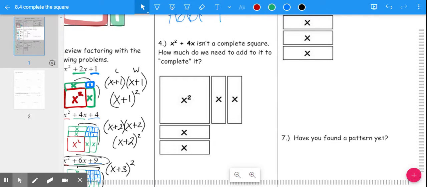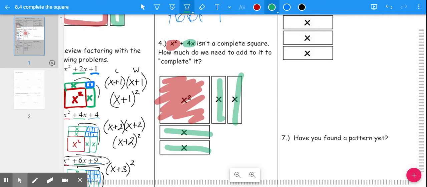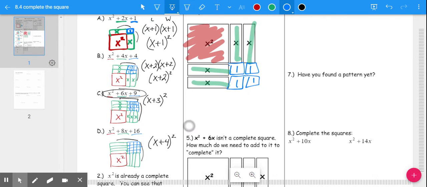The next one, it already gave us the x squared right here. So we have our x squared, and then we have 4 x's, so 1, 2, 3, 4. And what are we missing in order to complete the square? So we have 1 box missing here, 1 here, 1 here, and 1 here. So what's missing? We need to add 4.